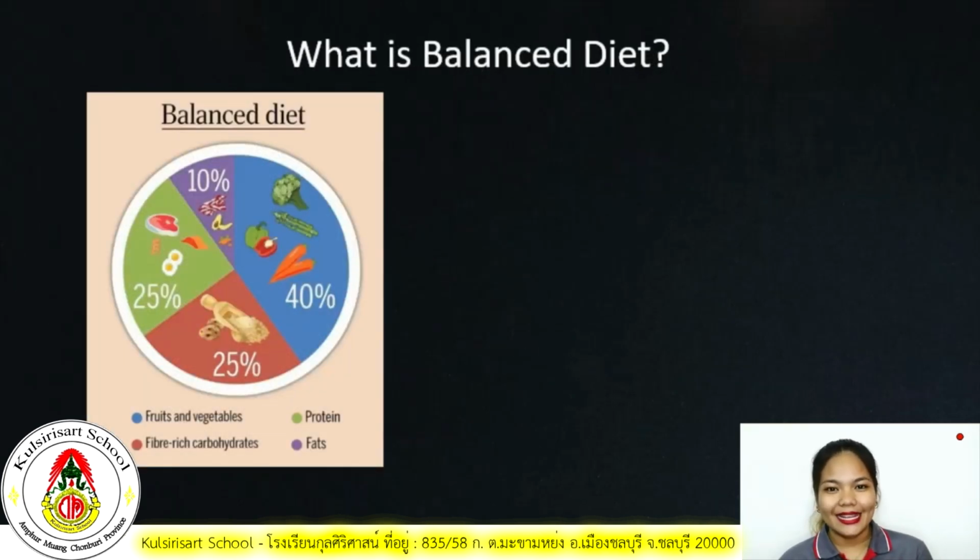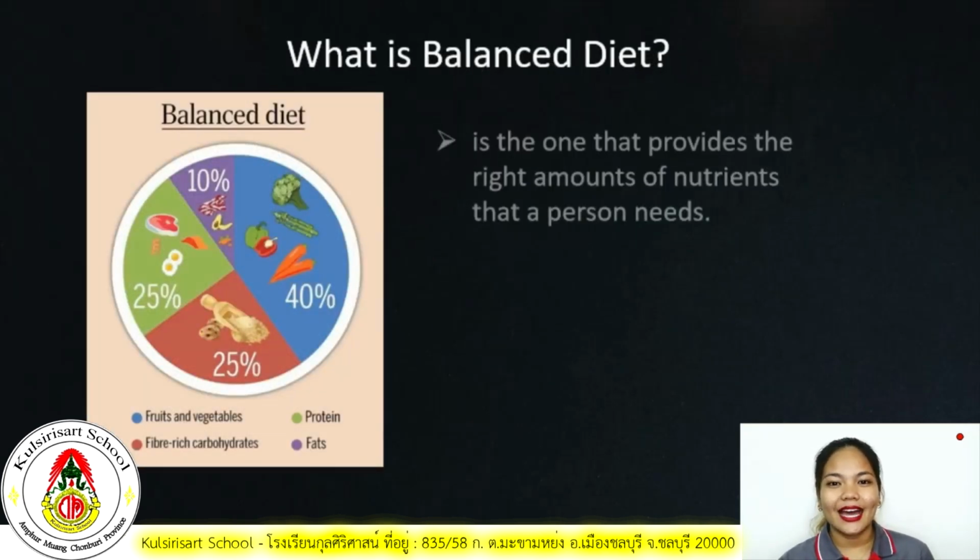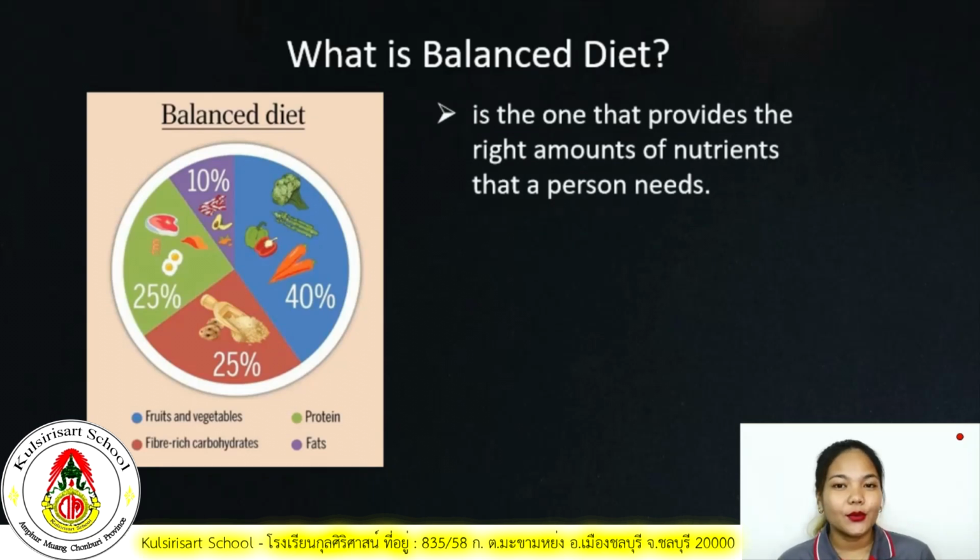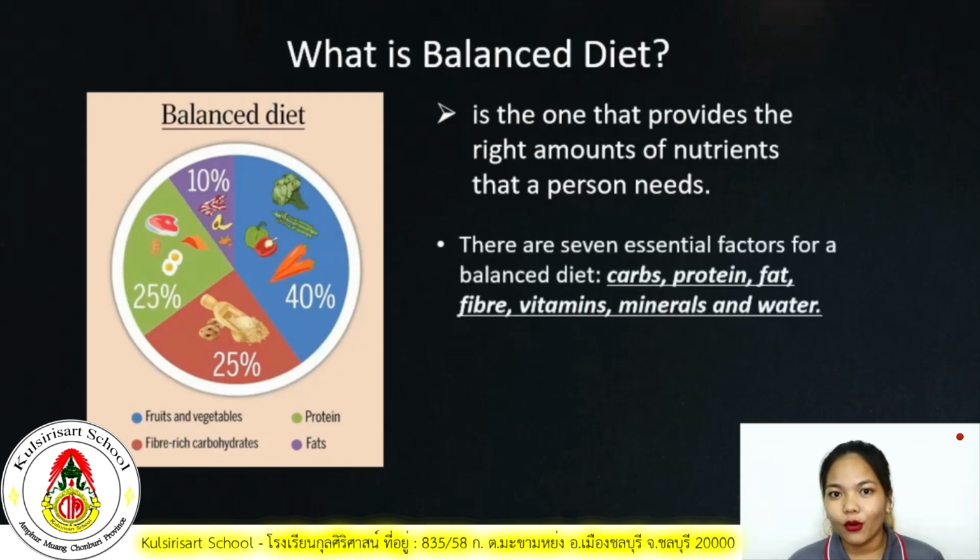What is a balanced diet? A balanced diet is defined as the one that provides the right amount of nutrients that a person needs. Furthermore, there are 7 essential factors for a balanced diet meal. A balanced diet meal should contain carbs or carbohydrates, proteins, vitamins, fats, minerals, water, and fiber.